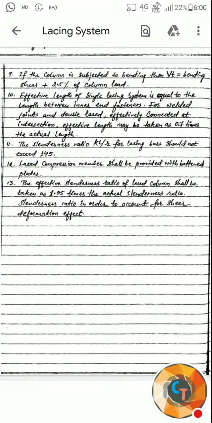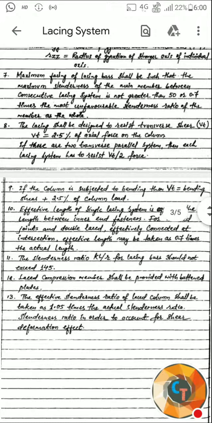Eighth point, what happened? Eighth point is the force applied on the lacing system. In the problem, only the force applied on the column is given to you. You need to find out what the force on the lacing bar will be. It is equal to 2.5% of the total load applied, right?